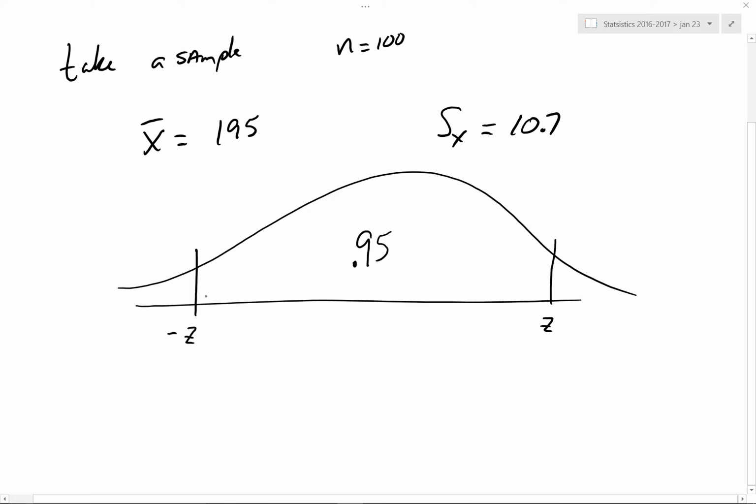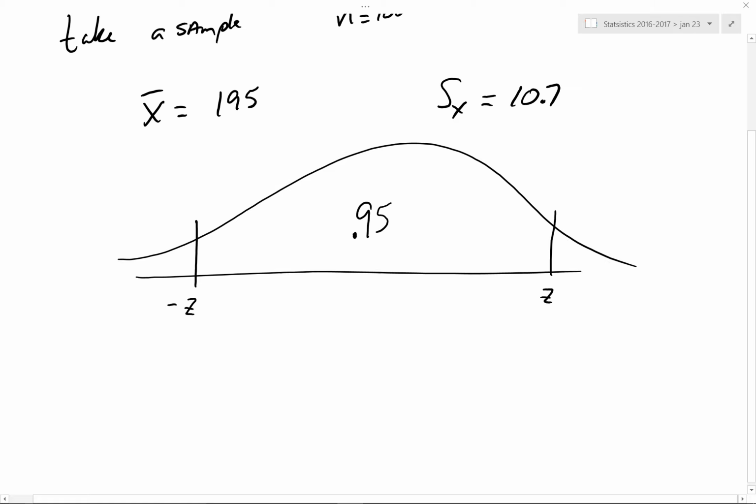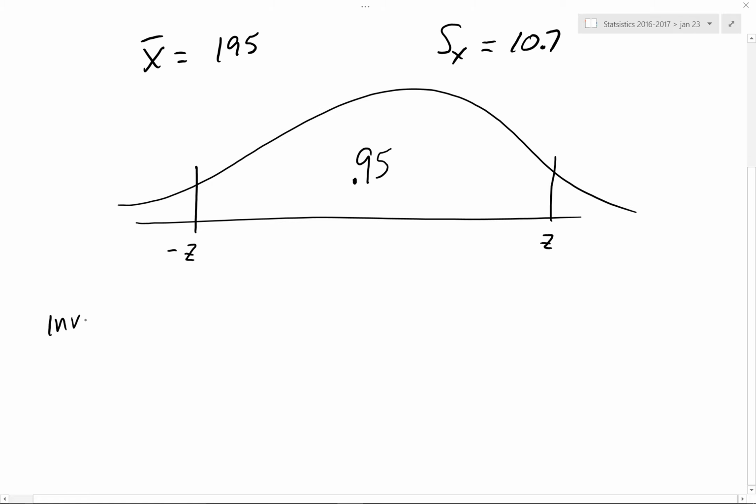I do inverse normal of 0.025. Now, how come I know that? Because it's the amount that's less than. You have 5% on the outsides, half of it on the bottom end. You should check that you can do that on your calculator or computing device. Anyway, it turns out it's negative 1.96 and positive 1.96.